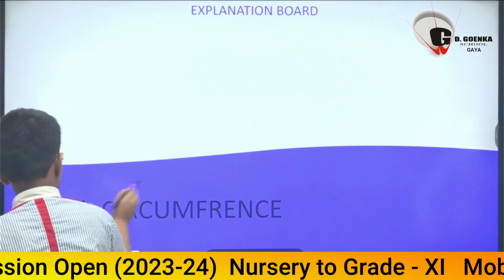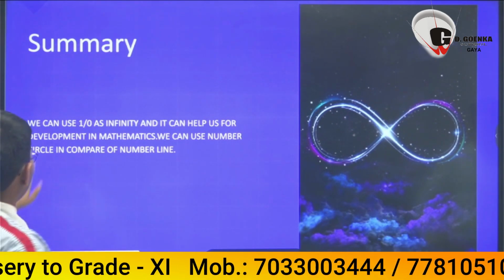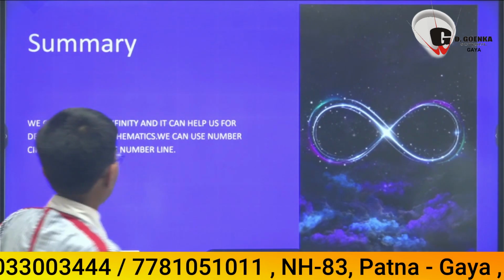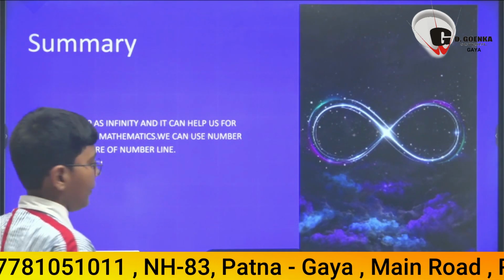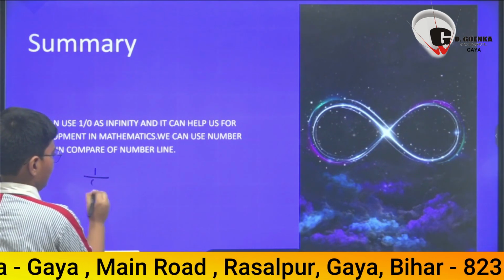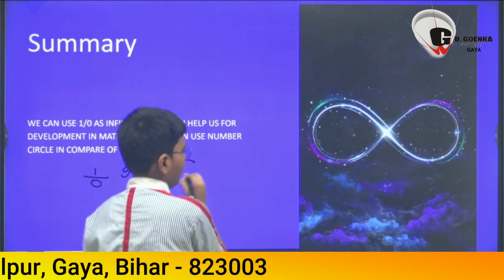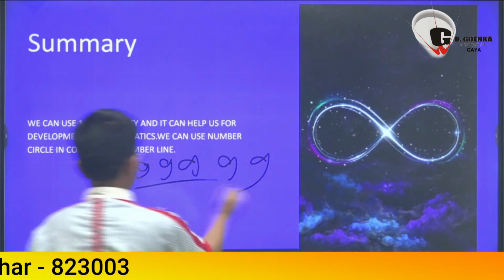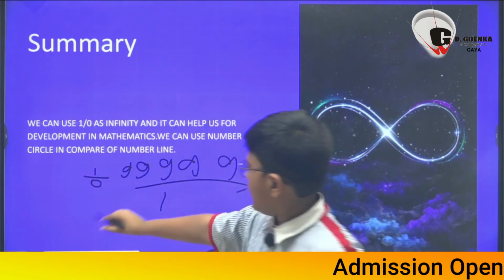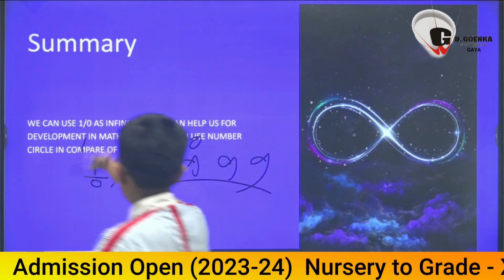Now, it's basically the summary. So, we can use 1 by 0 as infinity, and it can help us for development in mathematics. We can use the number circle in comparison to the number line. Last thing. Suppose that there is 1 by 0 and I prove it is the largest number possible. Suppose there is 9, 9, 9, 9, 9, 9 till 5, 9. And there is 1. So we know that we can compare by cross multiplication. We will do cross multiplication, the value of it will become 0 and it would be 1. So it would be always greater.